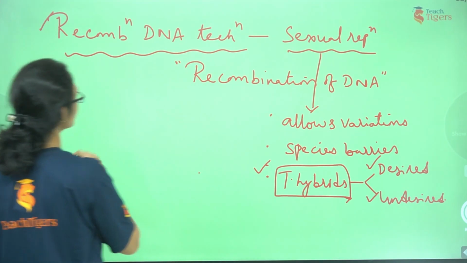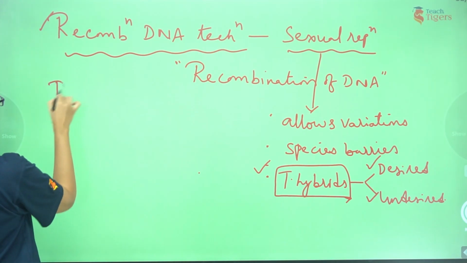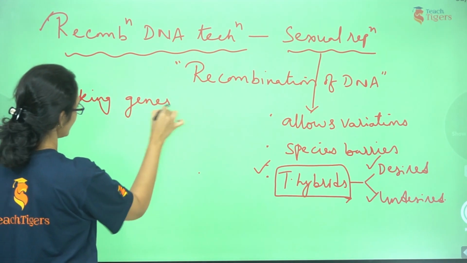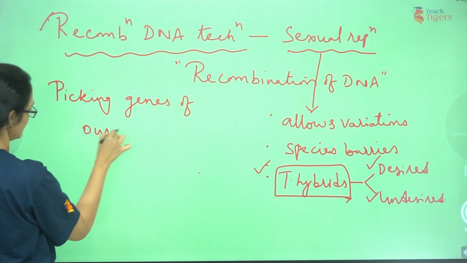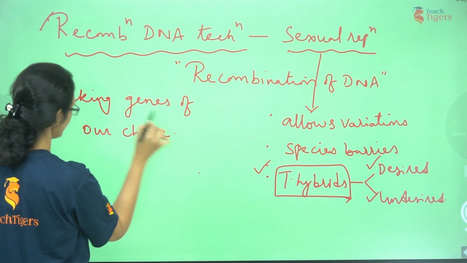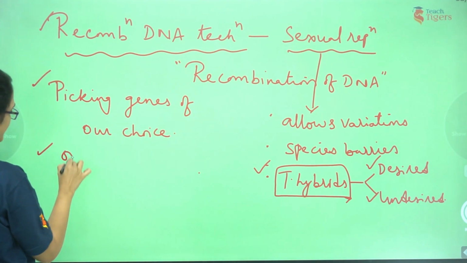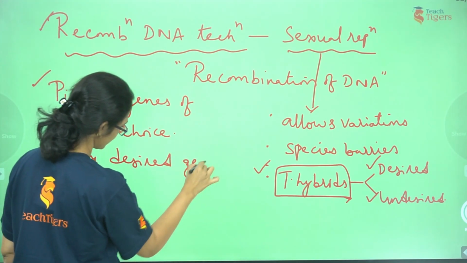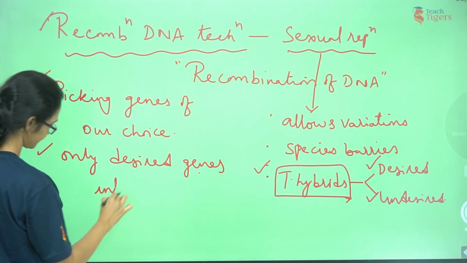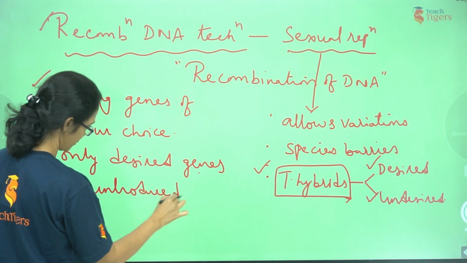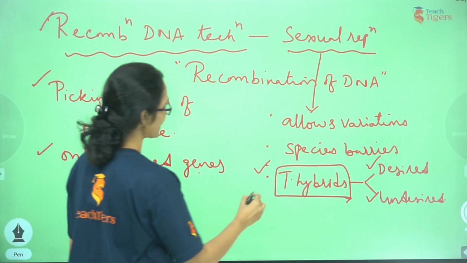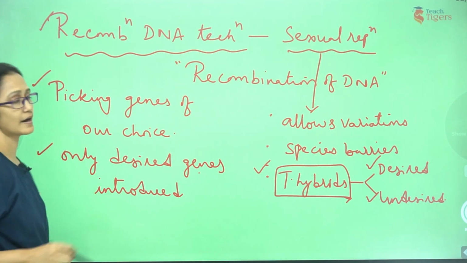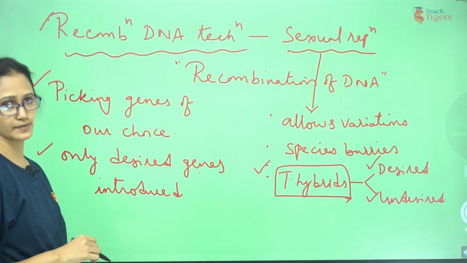But in recombinant DNA technology, we are picking the genes of our choice pinpointedly, and only desired genes are introduced. And this is how the drawback of the traditional hybridization is overcome with the help of recombinant DNA technology, right?